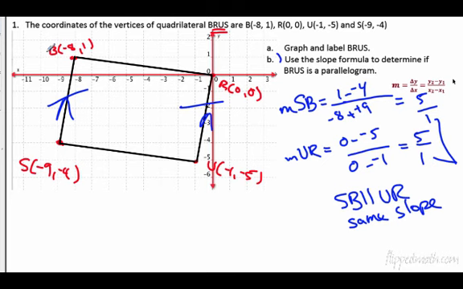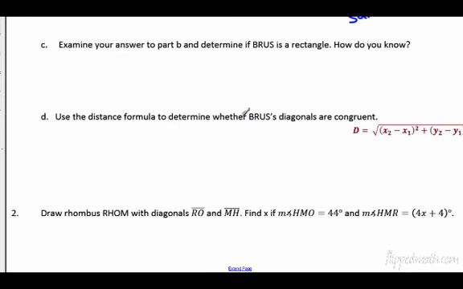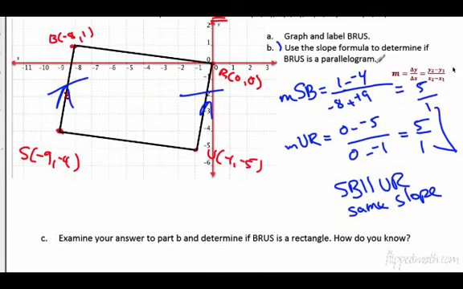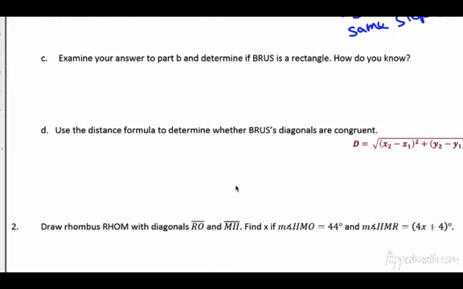Next part of the question. They could ask you to examine your answer to part B to determine if it's a rectangle. How would you know? Well, look, a rectangle needs a right angle. Is this a right angle? I don't know. Look at this line segment, the slope of it. We already know that. We just figured that out to be 5. Okay, now look at this line segment. Remember, you need a negative reciprocal, so it needs to be negative 1 over 5. If that's what you get, then that's a right angle. If you don't get negative 1 over 5 for the other ones, it's not a right angle, therefore it's not a rectangle. That's how you know that.